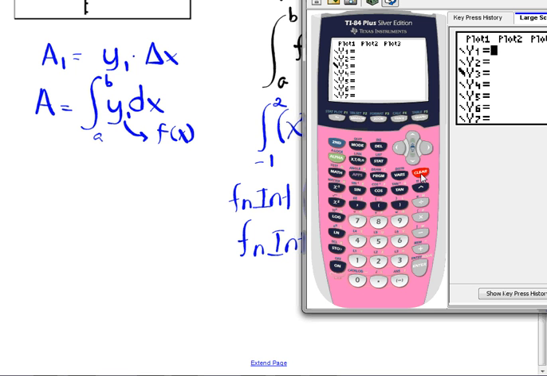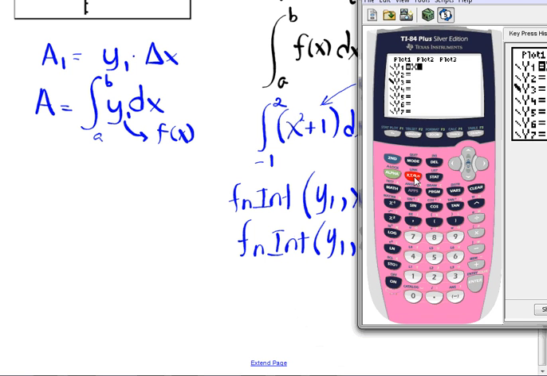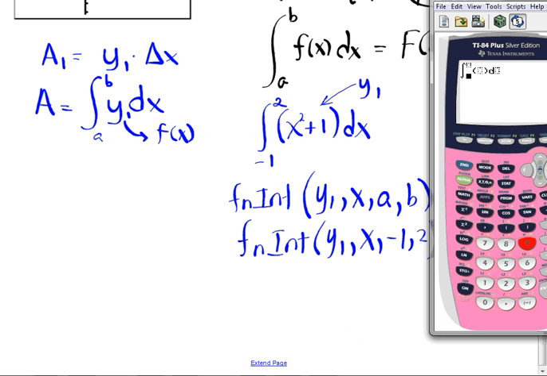Okay, so y1 was x squared plus 1. So I like to put them here. By the way, does it matter what the variables are? No. Okay, so then I'm going to quit, and I'm going to go to math, and I'm going to go to 9, fnInt. And there's the pretty print. So it looks just like what I need. The only reason I like it is because if I have it this way, I'm not going to mess up writing it on the exam. That's another good reason to have this.